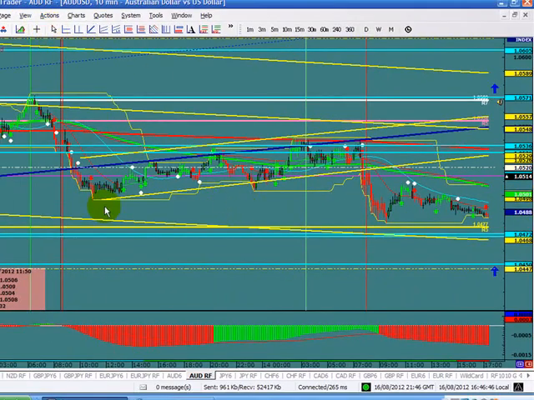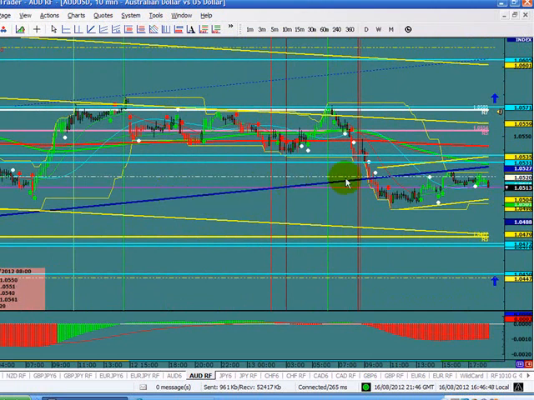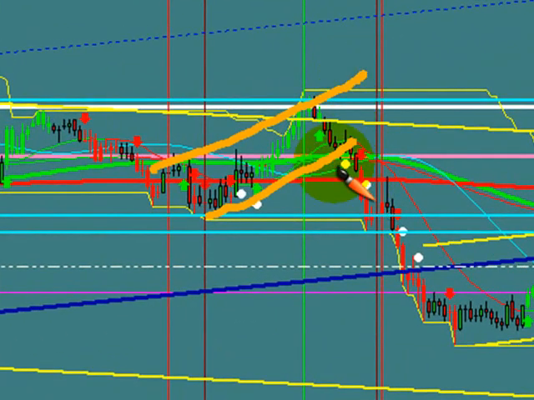Let's see if we can find any more as we go along here. Okay, here's another little one right here. There's a little bear flag here. Sorry, let me just draw this freehand. So there's a bear flag here. We break, we hook, and then we go. See that? Break, hook, and go.